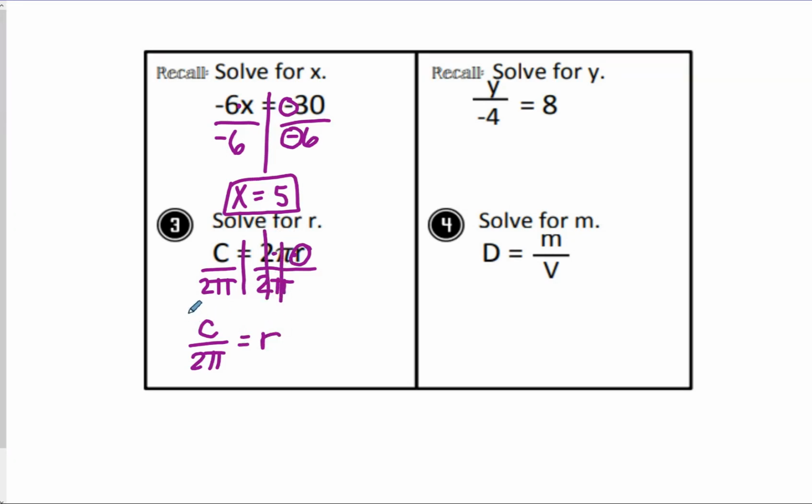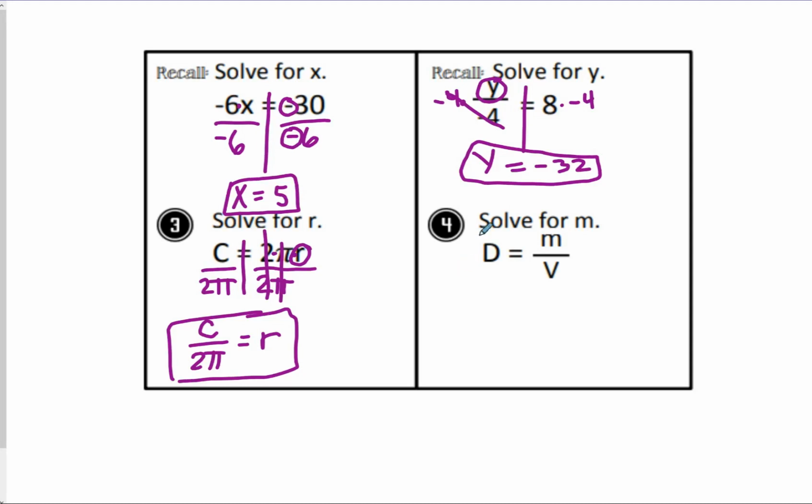Notice again on literal equations, I'm going to end up with more than one variable in my answer, but my process of solving is exactly the same as if I was just solving an equation. Go ahead and try this y divided by negative 4 equals 8 equation. In solving this equation, we end up with y equals negative 32. We multiplied both sides by negative 4 because that was the inverse operation of dividing by negative 4. Go ahead and try example 4. Check your answer.